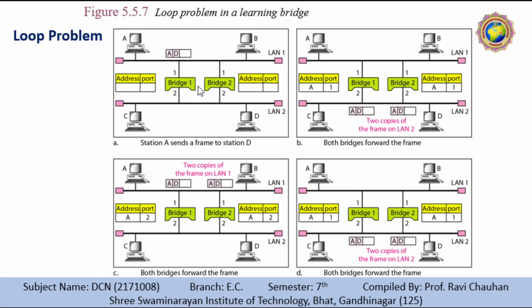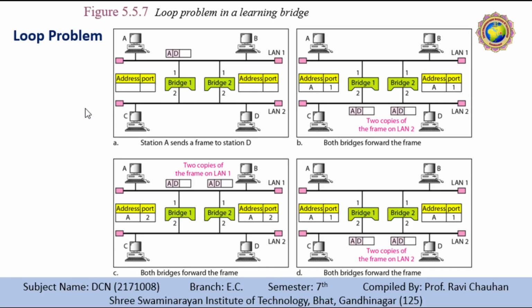Redundancy can create loops in a system, which is very undesirable. Our figure shows a very simple example of a loop created in a system with two LANs connected by two bridges. Step 1. When station A sends a frame to station D, the tables of both bridges are empty.